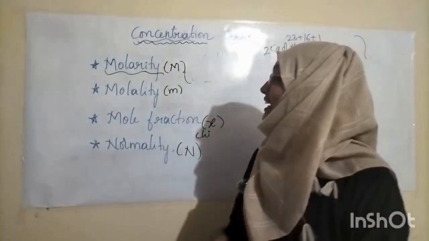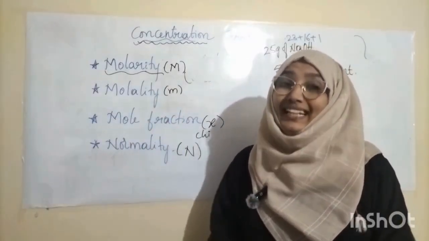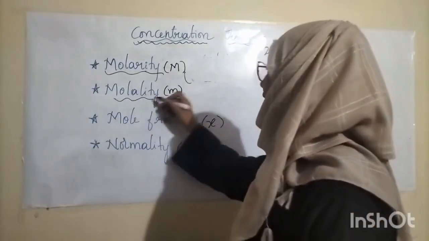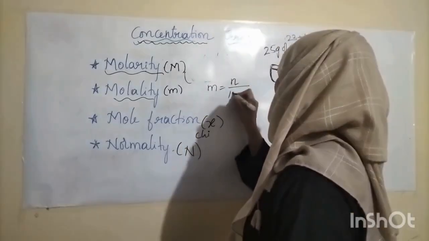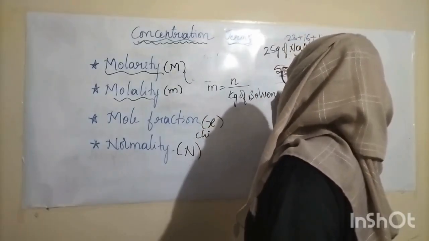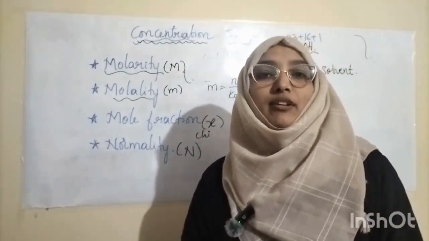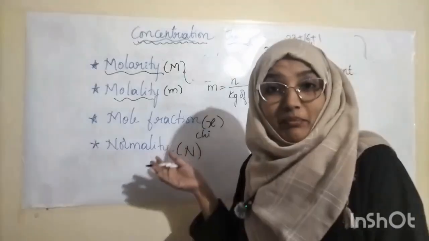Simple as that. Here in molarity, we consider the number of moles of solute in the volume of our solution. But when it comes to molality, we have to consider the number of moles of solute in kg of solvent. We should not consider the whole solution. We have to only check for the mass of solvent. So it is again very simple.